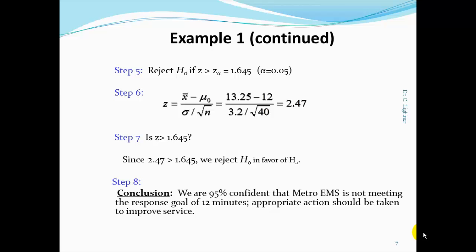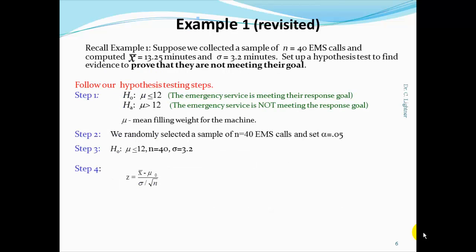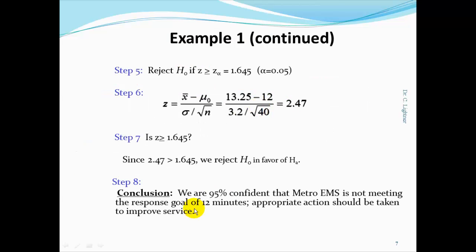In step 8, we should state this in layman's terms. We should state that we have found sufficient evidence to prove that the EMS system is not meeting their response goal. Since our alpha value was 0.05, we can state that we are 95% confident that the EMS system is not meeting their response goal of 12 minutes or less.